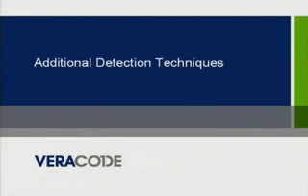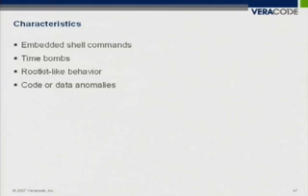Here are some things that didn't fall into those other categories, but are other things to look for. They could span really any of the categories. Embedded shell commands are something you always want to look for because it's very easy to search for particular strings. Time bombs set up particular time windows of opportunity to allow certain functionality to be switched on or off selectively. Rootkit-like behavior, which I alluded to before with the hiding of the network functionality. And then some other code or data anomalies that I'll talk about.